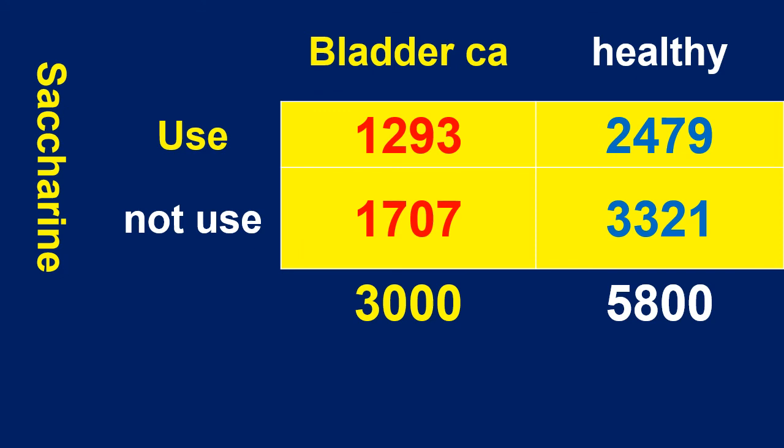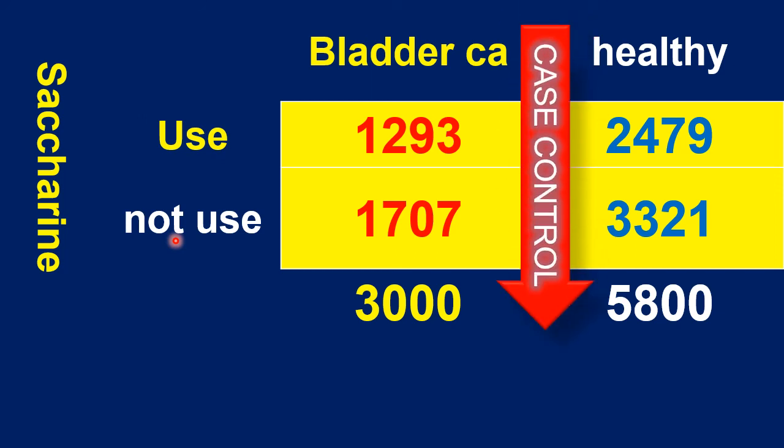Taking an example to explain odds ratio, here you can see that we have selected 3,000 cases of known bladder cancer patients. In addition, we have selected 5,800 healthy controls. Both cases and controls were asked about past history of using artificial sweetener, which is saccharin, with their food. So all of them were divided into users and non-users.